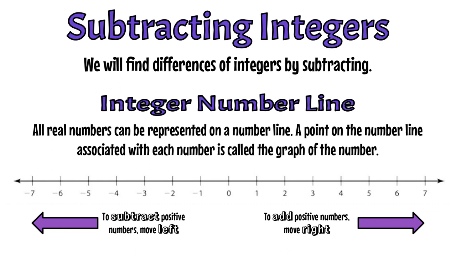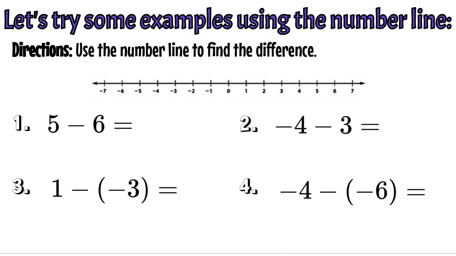Just to quickly review, if we want to subtract positive numbers, we move left on the number line. When we add positive numbers, we move right on the number line. Let's try some examples using the number line to find the difference. Number 1 says 5 minus 6.